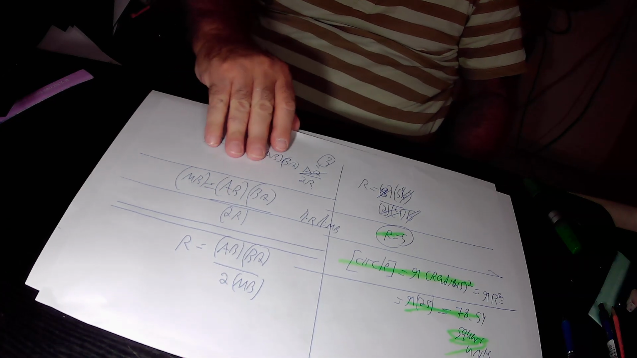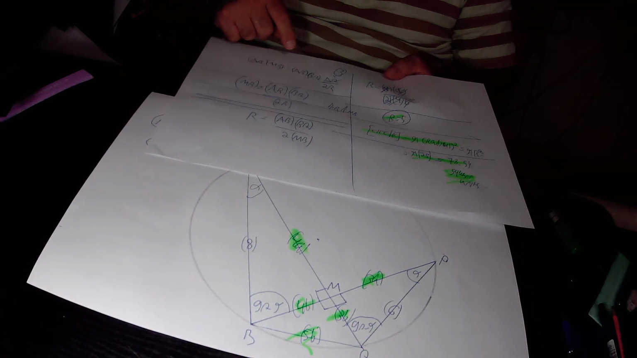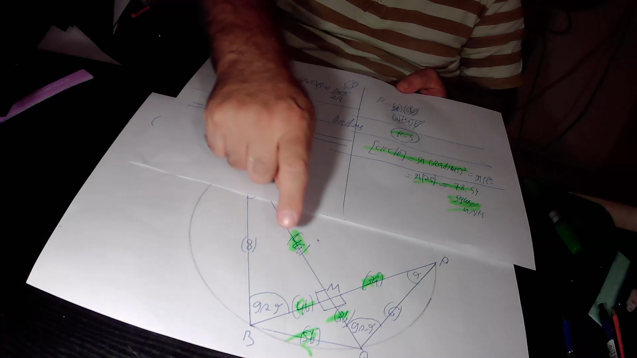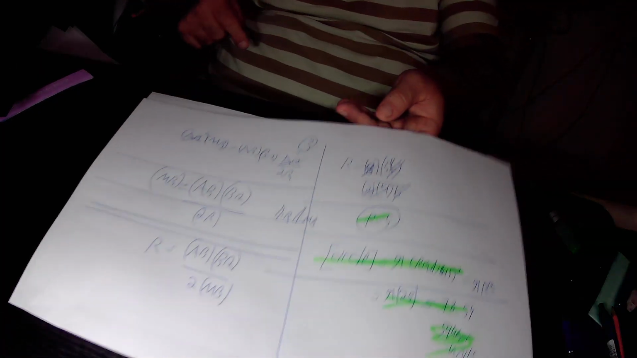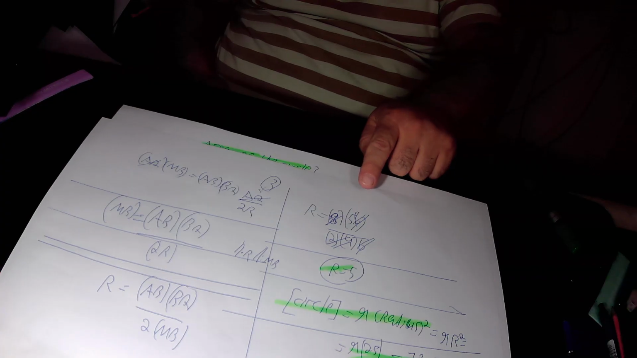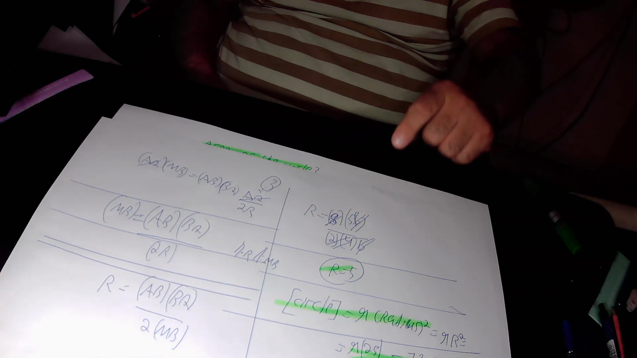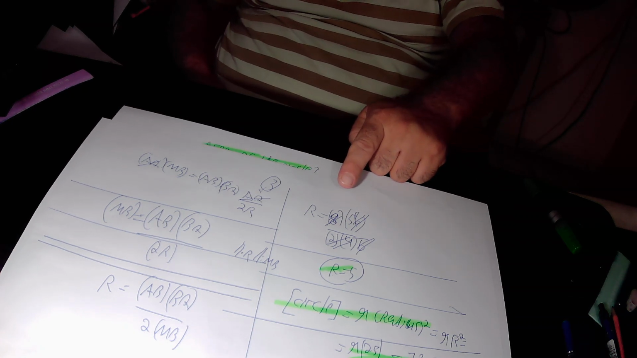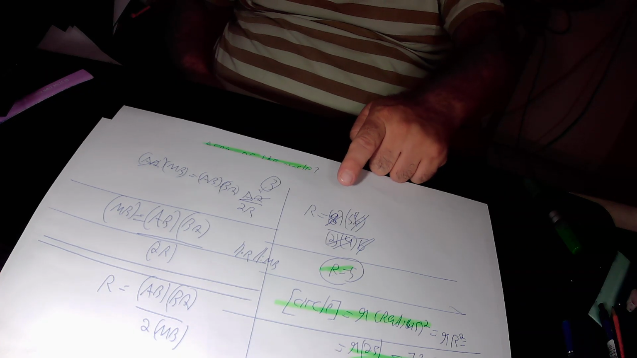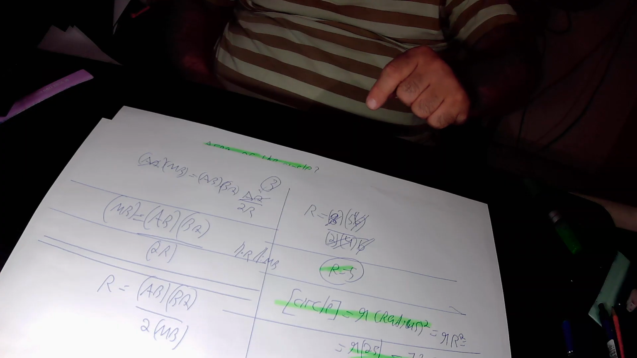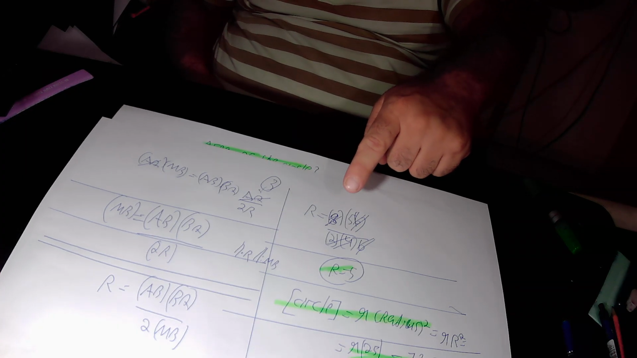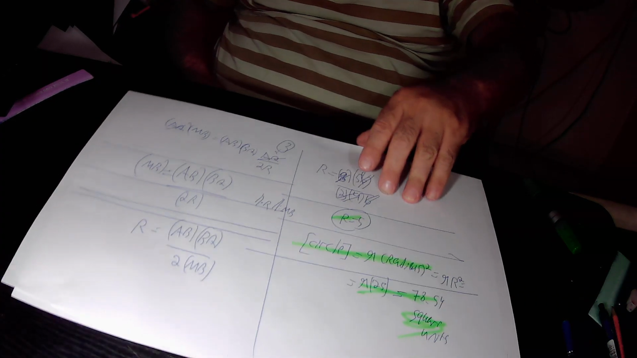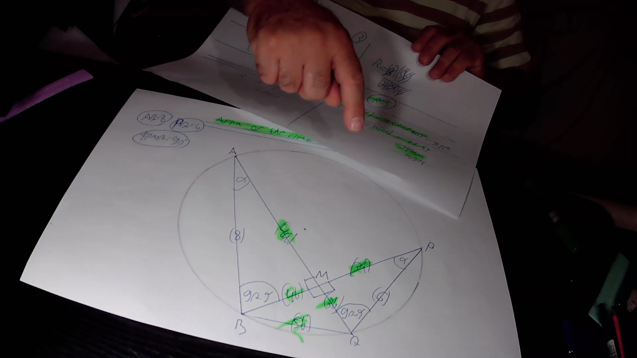So R equals AB, AB is 8, times BQ, BQ is 5b, over 2 times MB. MB is 4b. So in total we find that R equals 8 times 5b over 2 times 4 times b. We have b in the numerator and b in the denominator, so b will get cancelled. In the denominator we have 2 times 4, that is 8. So the 8 cancels with 2 times 4, that is 8, and we are left only with 5. So we find that the radius of this circle, R, equals 5 units in length.